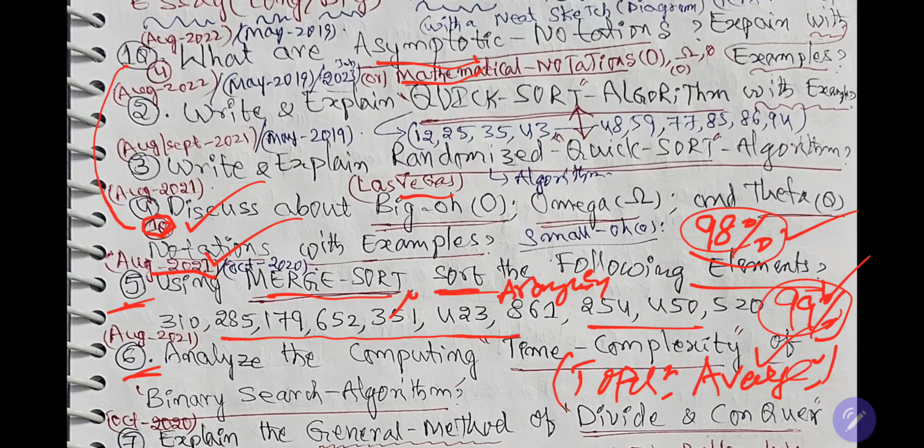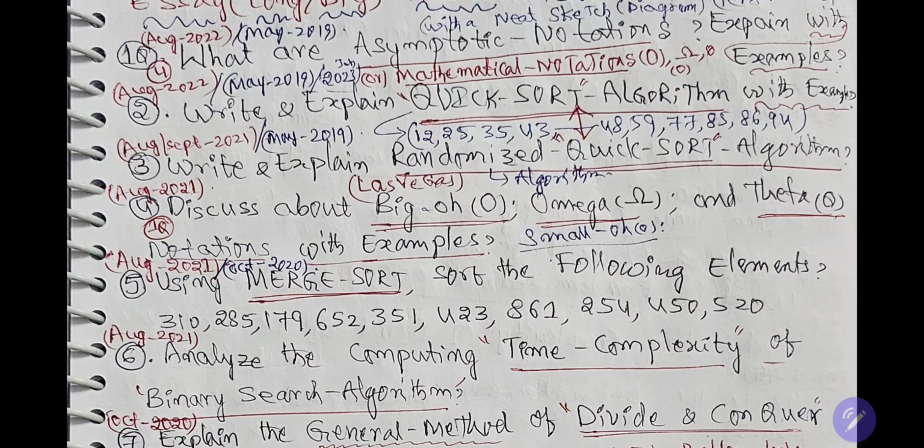Prepare from every unit 5 questions, then start preparing next 5 units' questions. Like that, 5 units, 5 questions each, prepare 25 questions. Dull students will easily get more than first class. For toppers, prepare all the questions. Now, sixth question is analyze the computing time complexity. I will remove this. Right, time complexity of binary search algorithm.